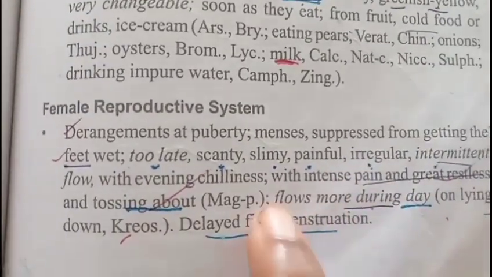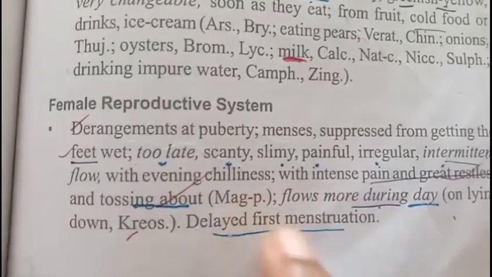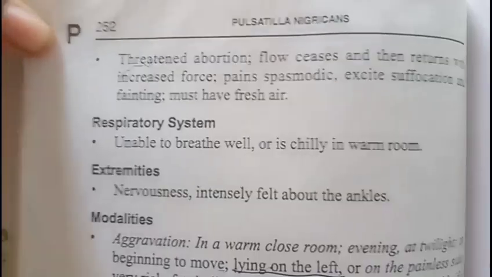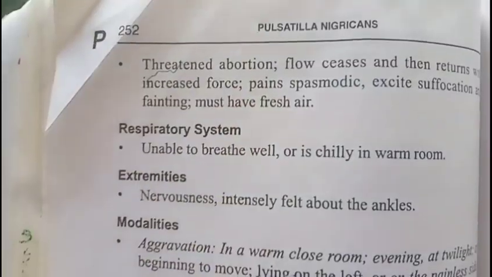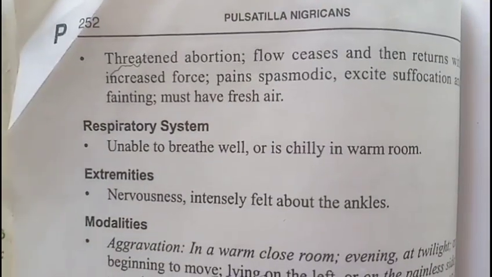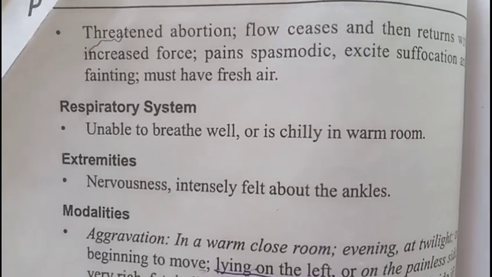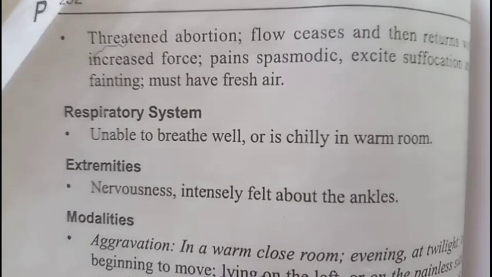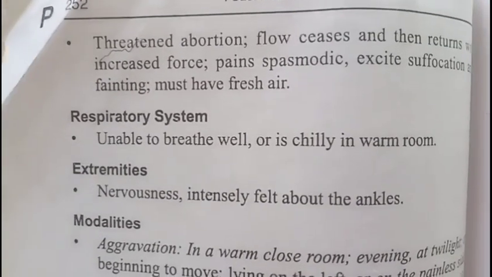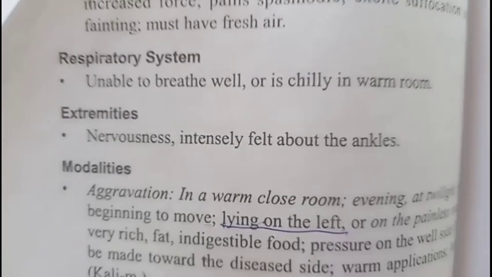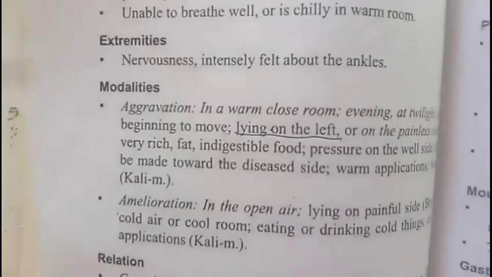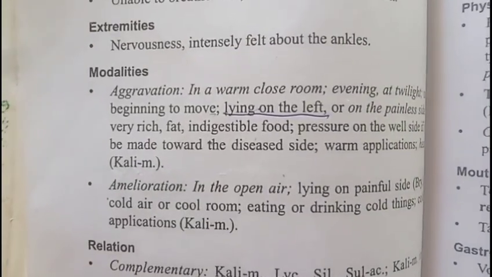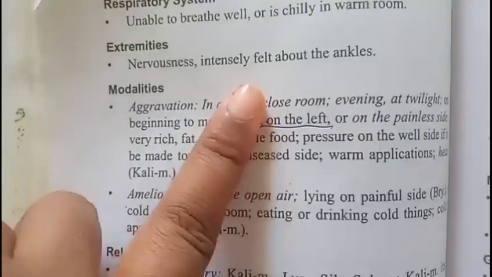Flow aggravated during the day, delayed by fast menstruation. Then abortion, the chief complaint occurs due to congestion, that is flow ceases, then returns with increased force, pain, spasmodic, excited, suffocation and fainting. Must have fresh air. Respiratory: unable to breathe well, chilly in a warm room. Extremity: nervous, intensely felt about the ankle, meaning pain in the ankle.